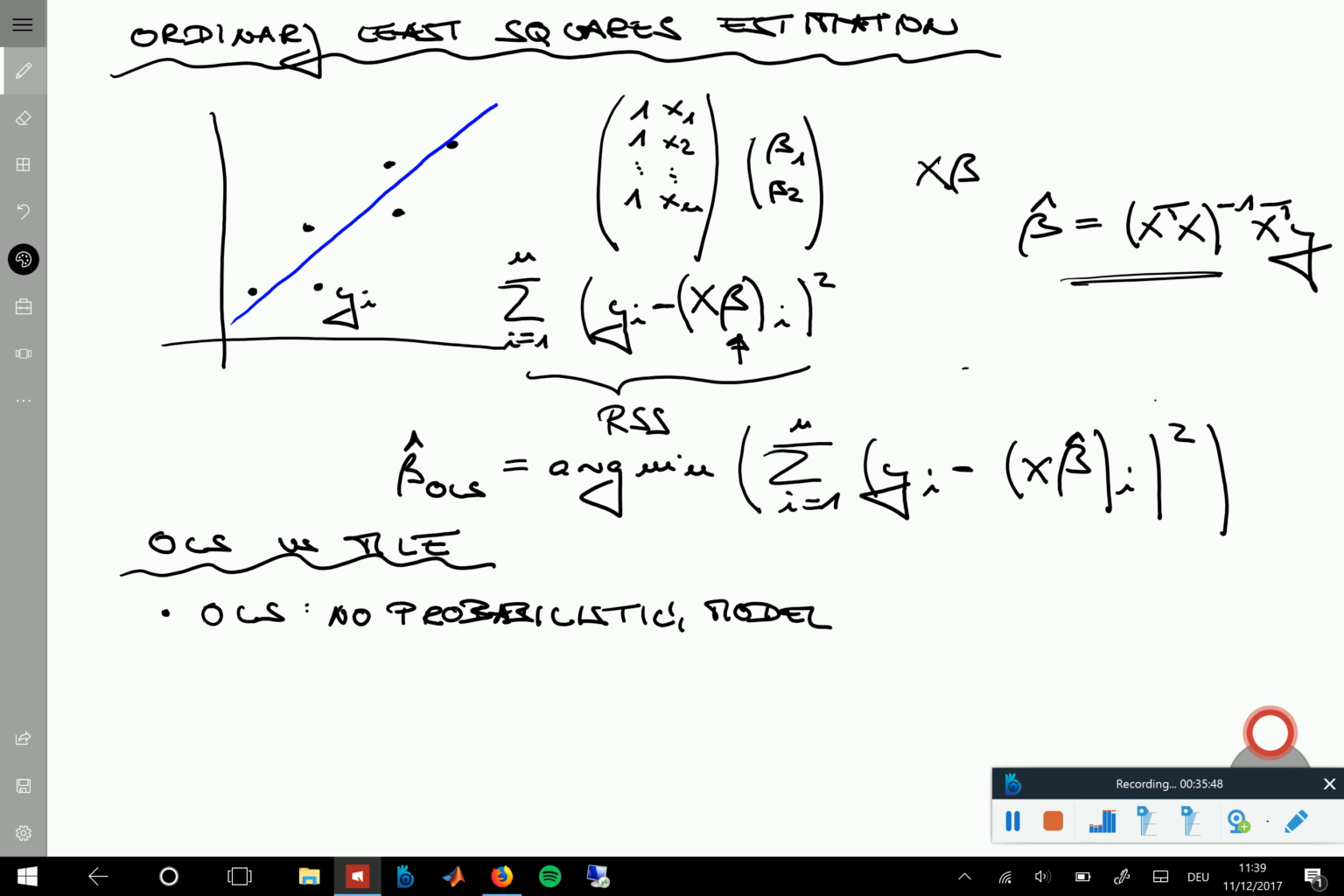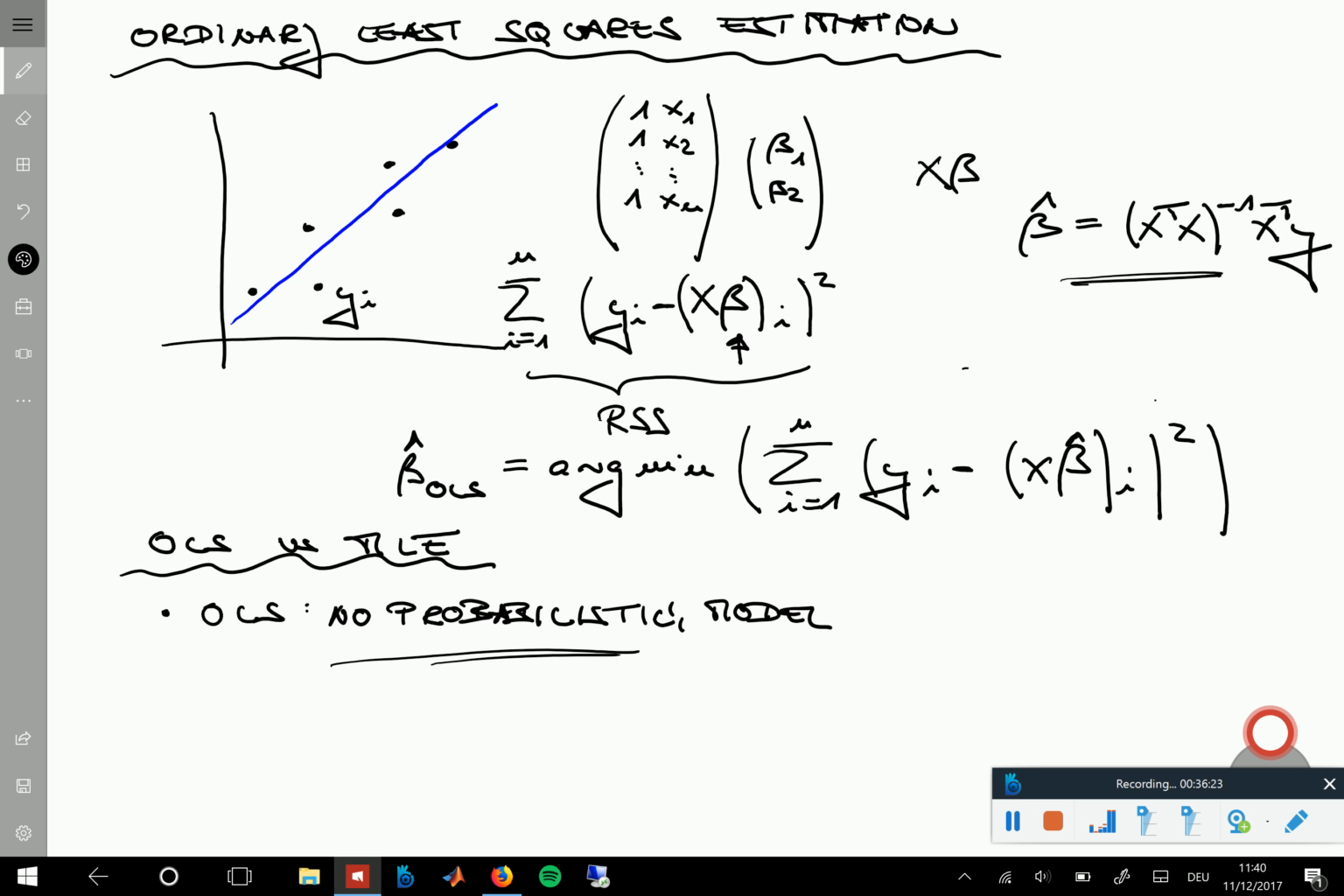Which means the following: you can always do ordinary least squares estimation whether you formulate a probabilistic model or not. Maximum likelihood estimation you can only do if you actually formulate a probabilistic model, because only then you can formulate a likelihood function by defining it as the probability of the data as a function of the parameter, and then do further things with it. But that's a fundamental difference.